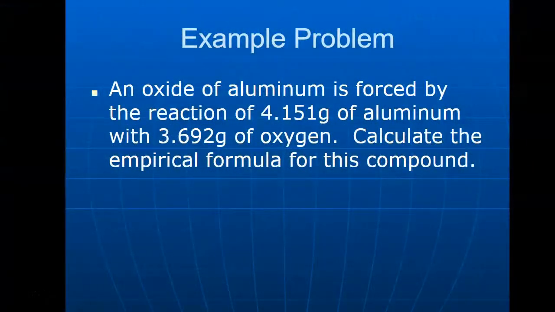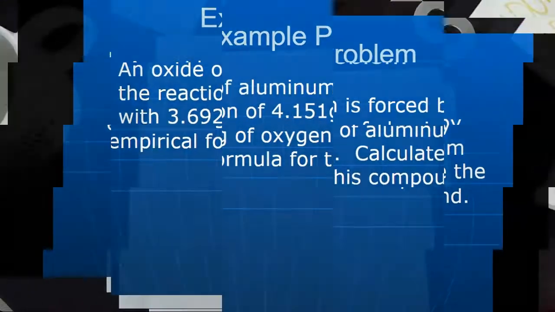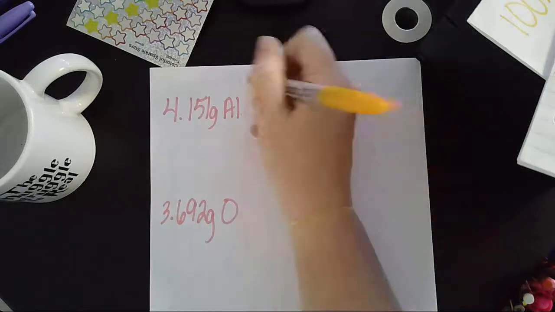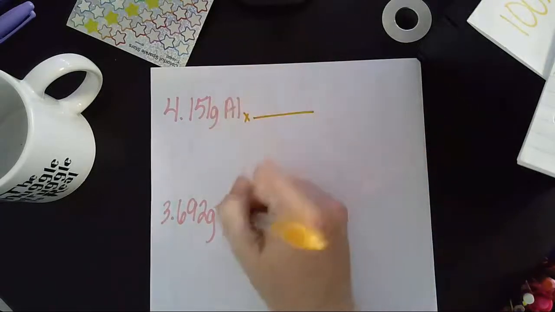Okay, so let's try this problem as well. An oxide of aluminum is formed by the reaction of 4.151 grams of aluminum with 3.692 grams of oxygen. So let's calculate our empirical formula. We are going to do this example problem here, finding the empirical formula. What we need to do first, step 1, is convert these to moles.